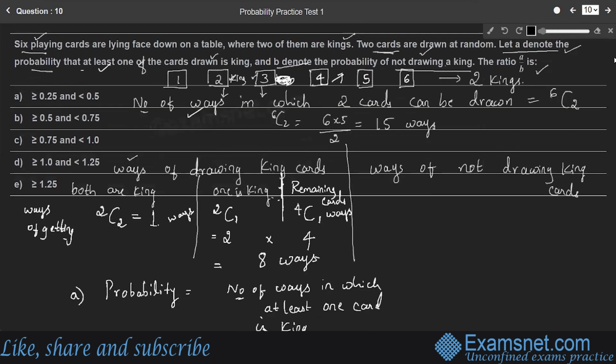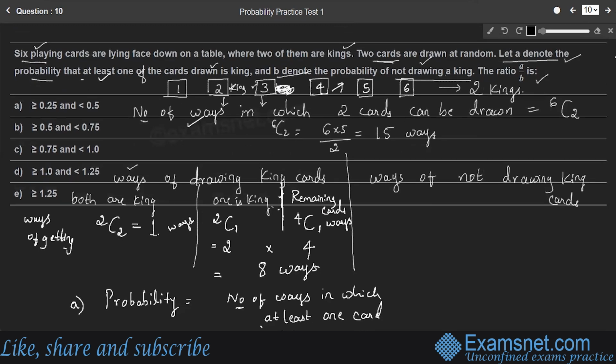So, coming to the second case, part B, we are going to find ways of not drawing king cards. Not drawing king cards means, just imagine second and third cards are king. Already two cards are king, we are not going to draw those. So ways of not drawing king cards: there are 4 remaining cards, and in that we have to draw 2 cards. Cards to be drawn is equal to 2.